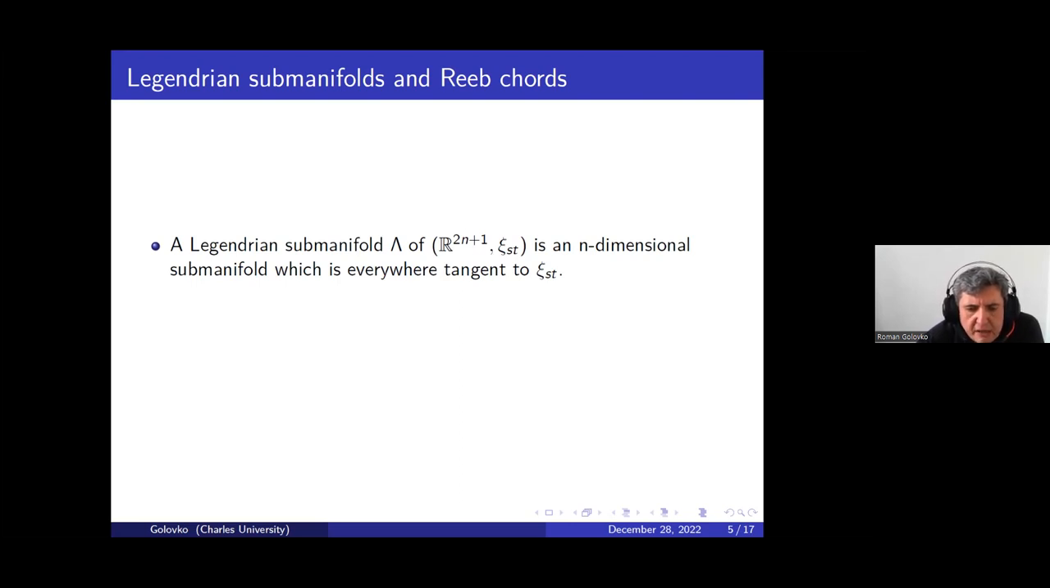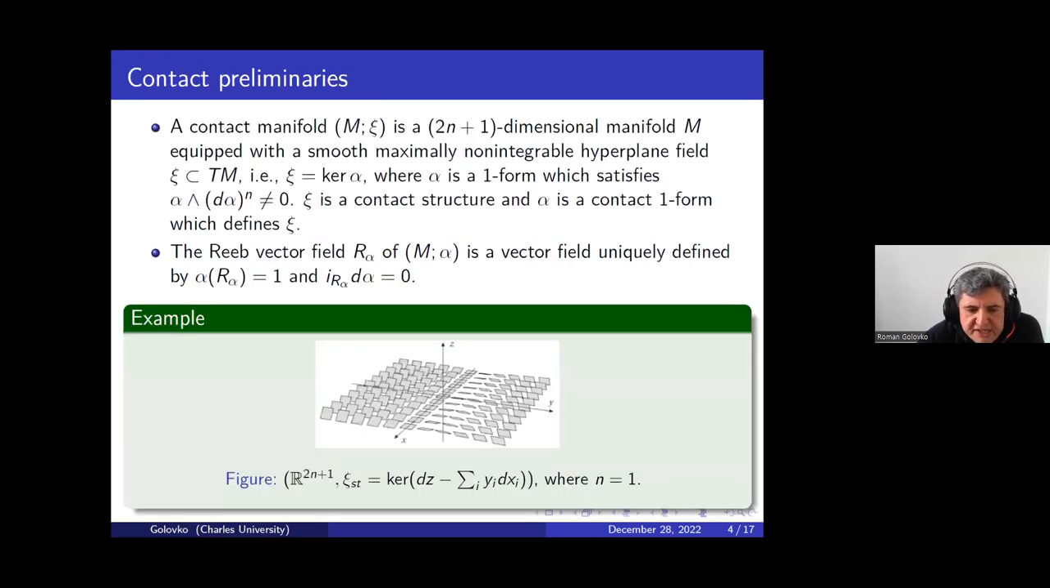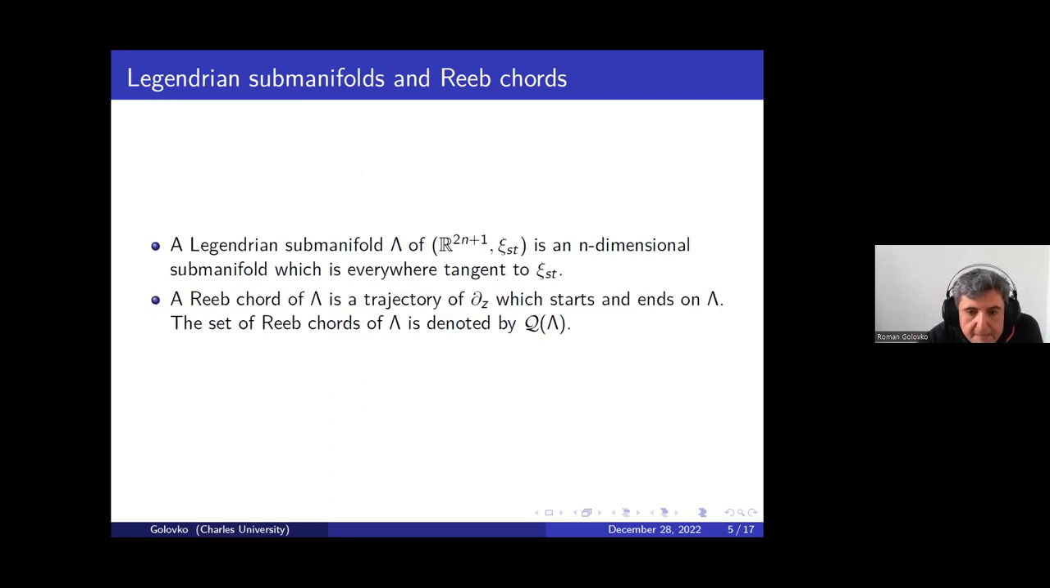In particular, we can specialize this situation, because in contact geometry, there is the so-called Darboux theorem, which says that every contact manifold always locally looks like this standard Euclidean space with the standard contact structure. So there are no interesting local results, and what appears in R to the 2n plus 1 can be seen in any contact manifold, if you consider a point and a small enough neighborhood of it. Okay. Now, the Reeb vector field in this case, as I said, is d/dz, and we will consider the so-called Reeb chords, in other words, integral trajectories of the Reeb vector field that start and end on our given Legendrian submanifold. And the set of such trajectories will be denoted by Q lambda.